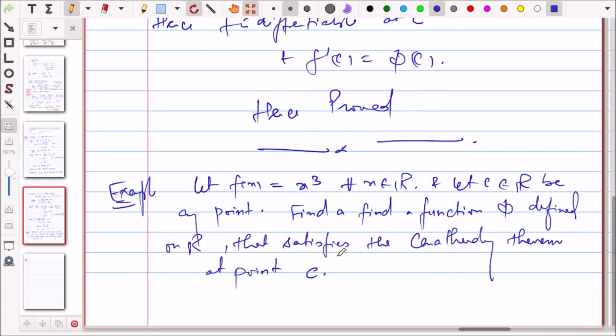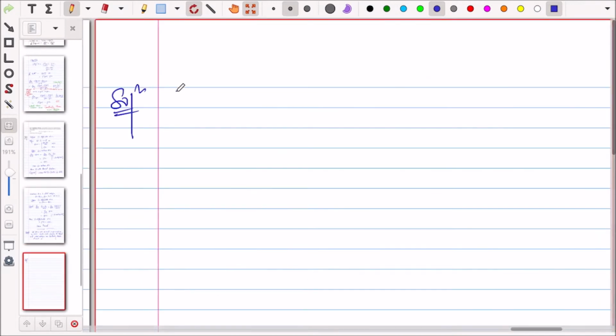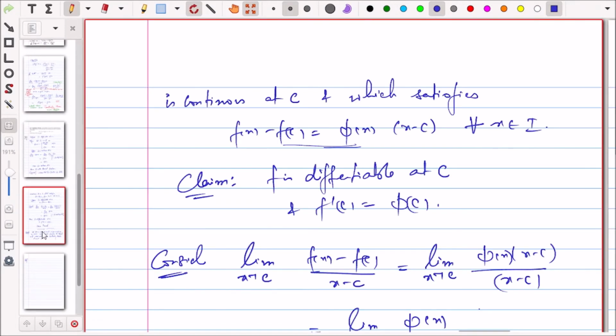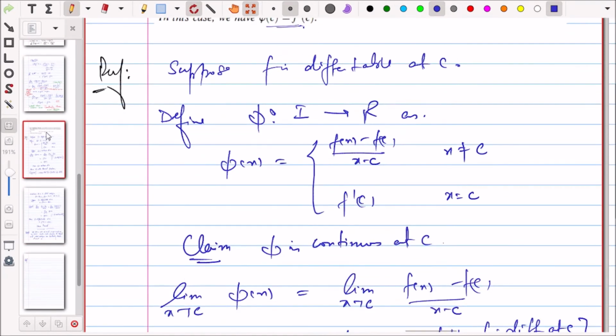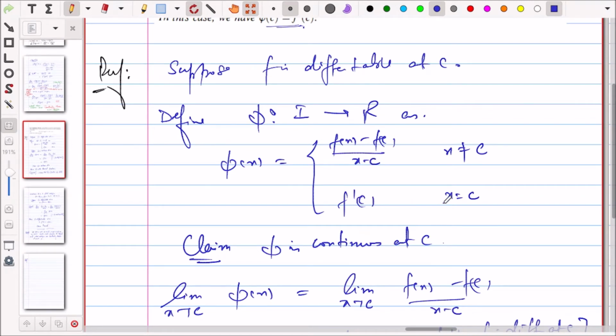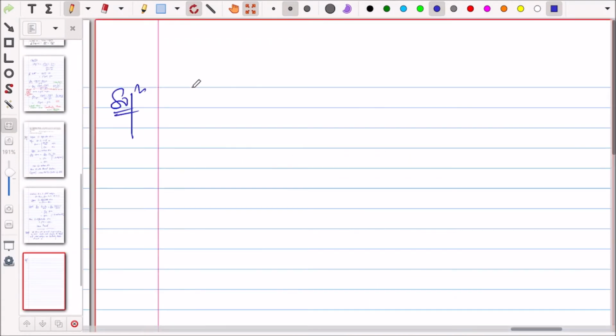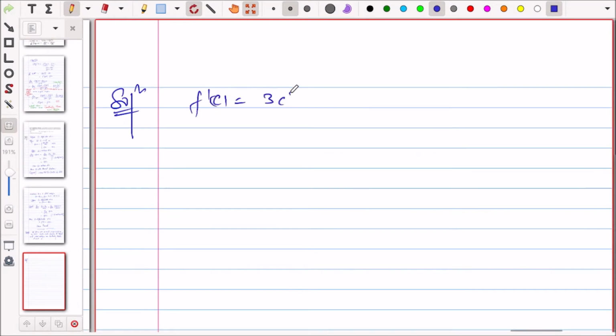f(x) is this x cube. You have to find a function phi. So what should phi be? Look at what we defined for phi. Phi should be this function (f(x) minus f(c)) upon (x minus c). It should be f dash c at c, and it should be (f(x) minus f(c)) upon (x minus c) elsewhere. This is the formula for phi. So to define phi x, first we have to find f dash c. F dash c is 3c square.